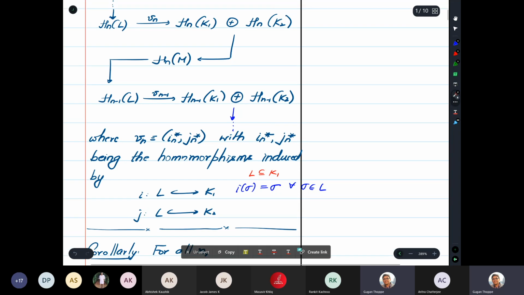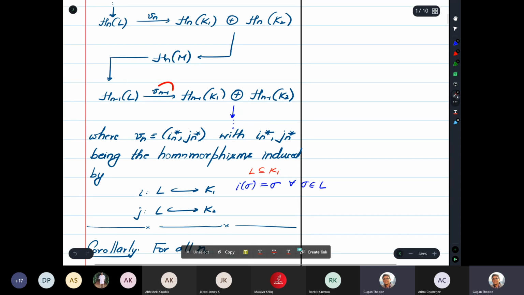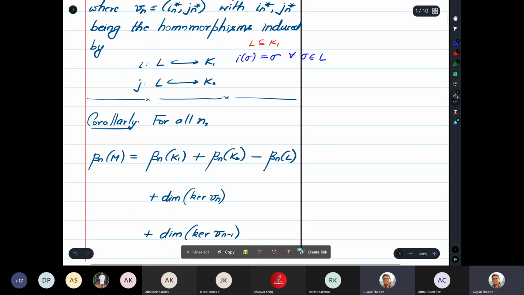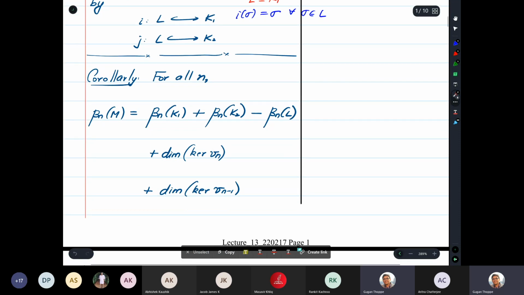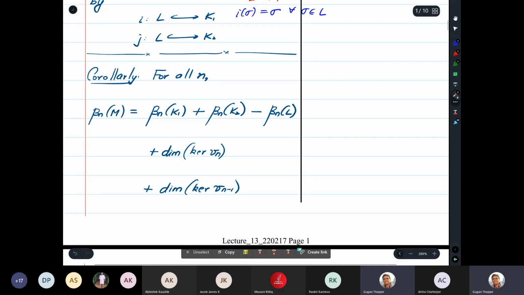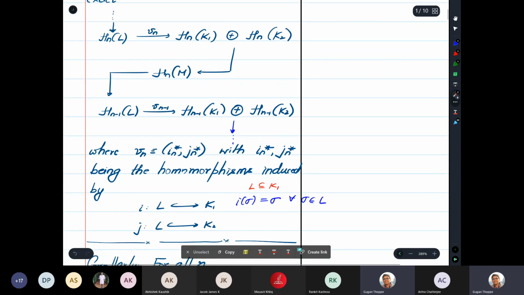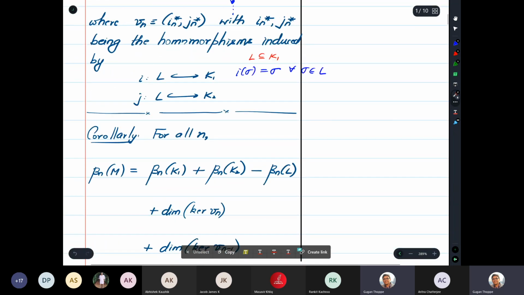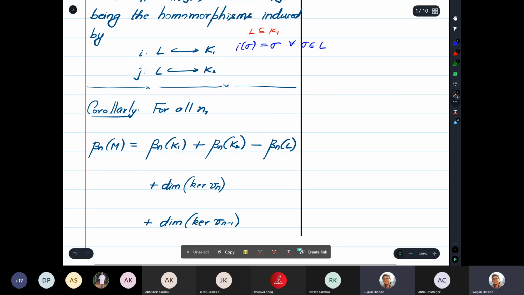Now let me emphasize why these vector space homomorphisms are important. They are important because of the following corollary. The Mayer-Vietoris theorem directly says that there is some relation between these different homology spaces, whereas this corollary explicitly says something about the Betti numbers of different dimensions.